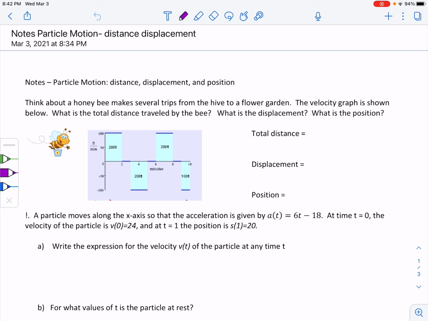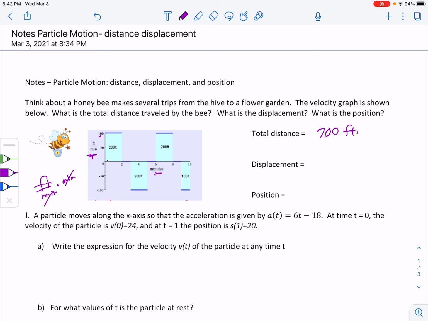He's flying from his hive to the flower garden. He gets nectar. He comes back. And then he rests a minute. He goes back. All right? So he traveled, and this is velocity. This is minutes. If you do feet per minute times minute, they cross out, and you get the total, the feet. So he traveled 200, came back 200, went 200, came back only 100. So his total distance is 700 feet.